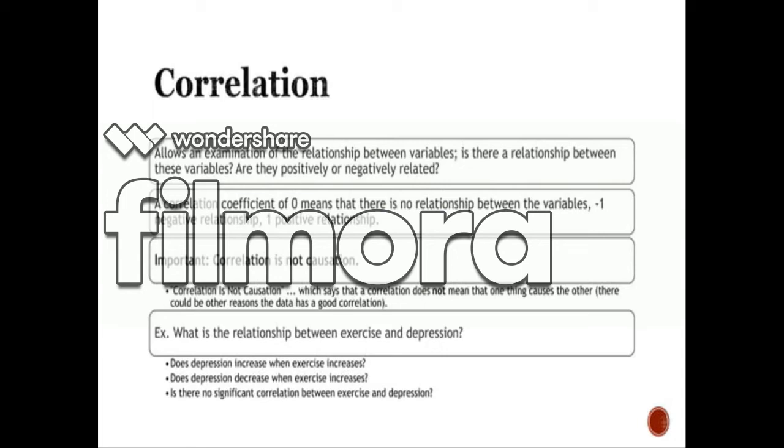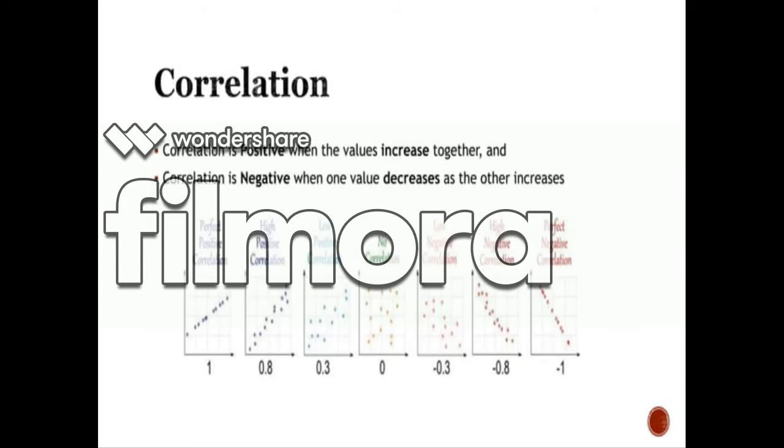Correlation is not causation, which says that a correlation does not mean that one thing causes the other. There could be other reasons the data has a good correlation. Example, what is the relationship between exercise and depression? Does depression increase when exercise increases? Does depression decrease when exercise increases? Is there no significant correlation between exercise and depression? So correlation is positive when the values increase together, and correlation is negative when one value decreases as the other increases. So as you can see from the illustrations below.